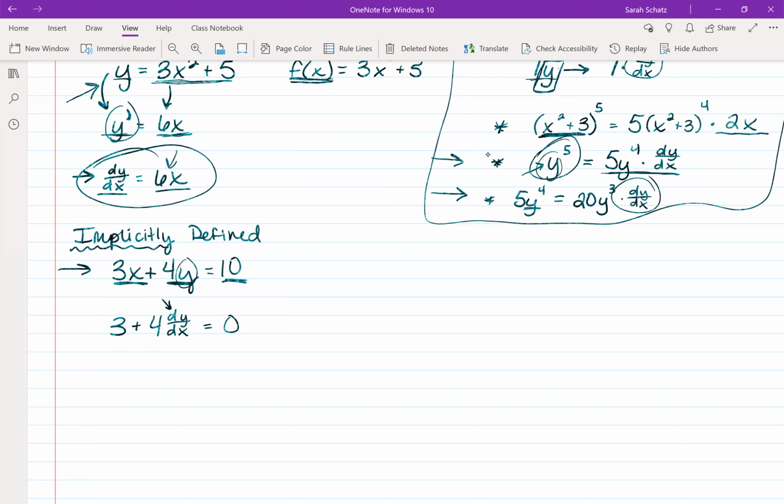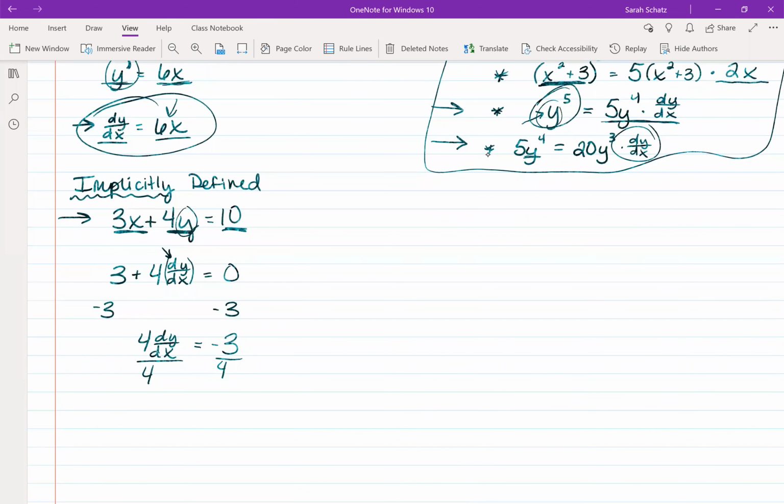So it's not solved for now, but I can solve for it. You guys treat this as just a variable. We're not going to ever break it apart, not yet at least. So just treat it like any other variable, keep it together, and isolate it on one side. So I'm going to subtract 3 from both sides, and I'm going to get 4 dy dx equals -3. Then I'm going to divide both sides by 4 so I can isolate my dy dx, and I get dy dx equals -3/4. So I got my answer.